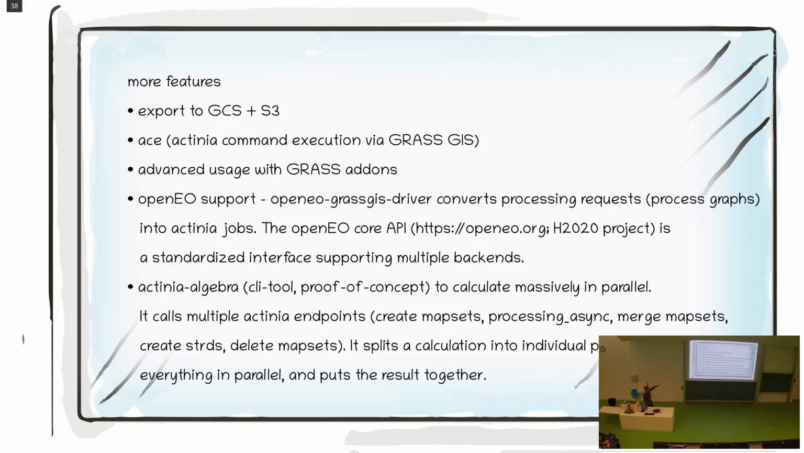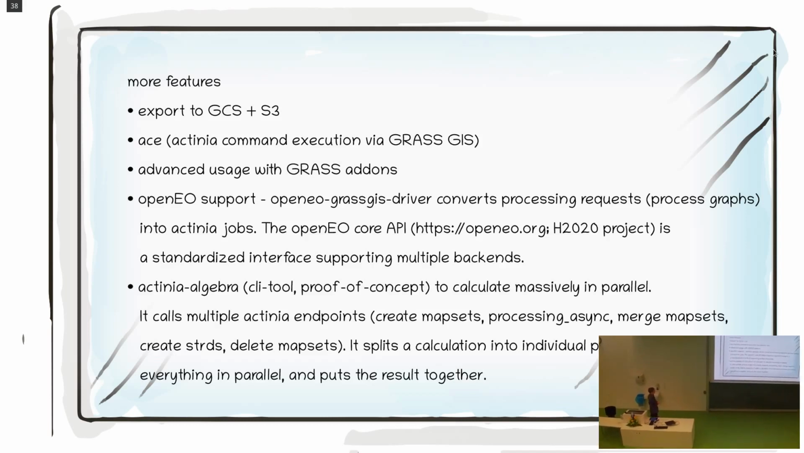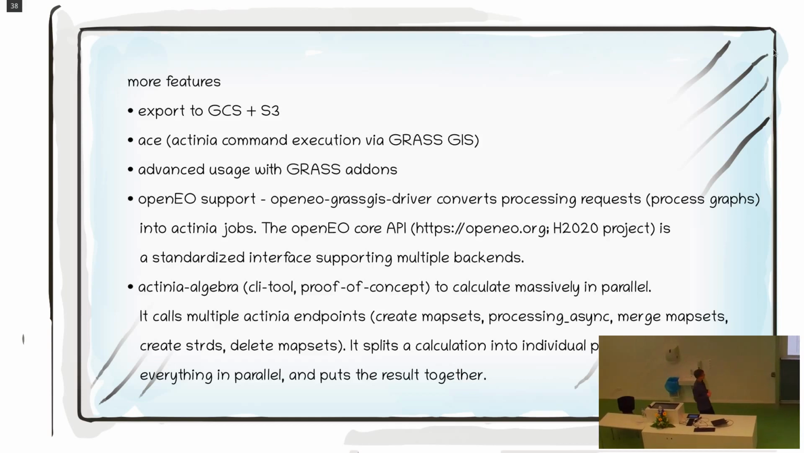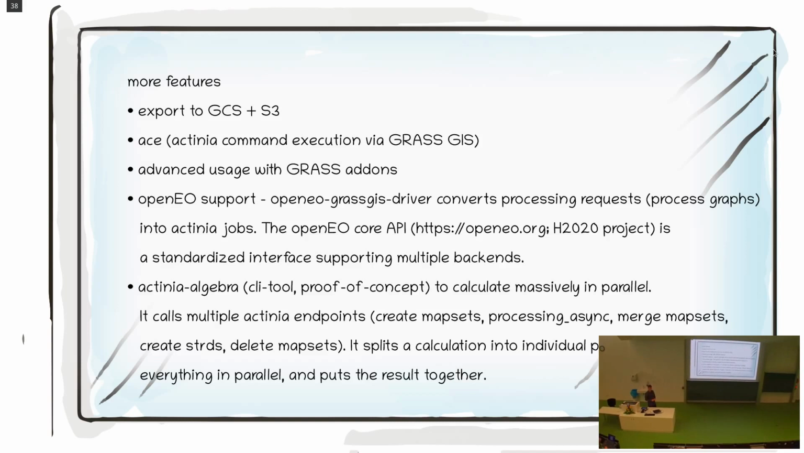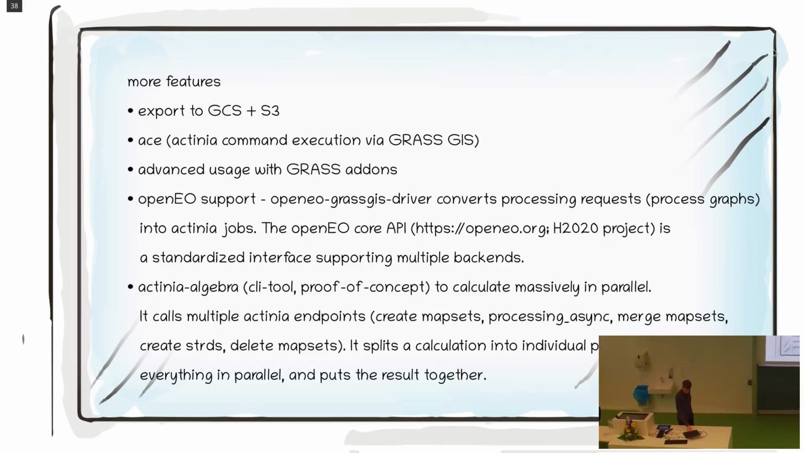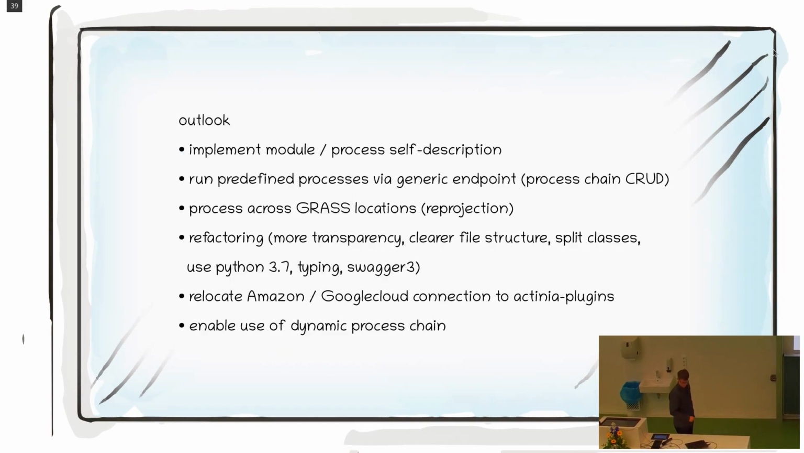OpenEO you have, I think, heard about. And then we are also developing actinia algebra, which is a tool to massively calculate in parallel. This is, of course, the entire idea about cloud, that you don't just outsource your computation to a single node, because then you can also do it maybe locally, but to really split stuff into pieces and then do a massive parallelized number crunching and put results back into the final result.